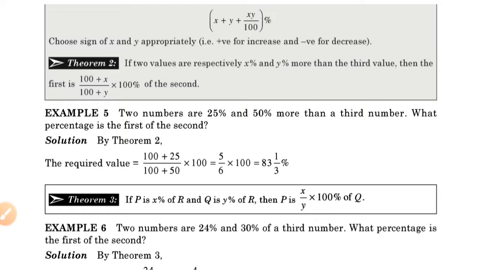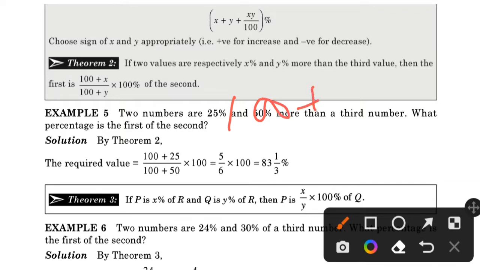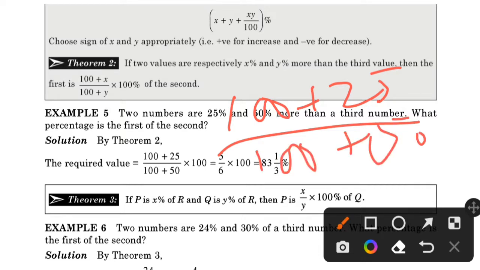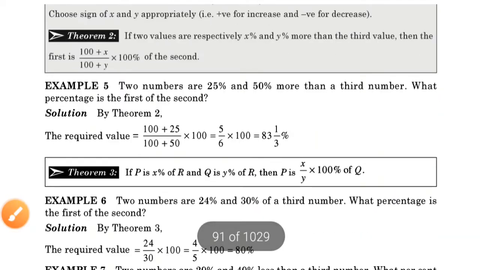So by theorem 2, the required value is 100 plus x, meaning 100 plus 25, over 100 plus y, meaning 100 plus 50, into 100, and it gives us 83.5%. Okay. So if two values are respectively x% and y% more than a third value, then the first is 100 plus x over 100 plus y into 100% of the second.